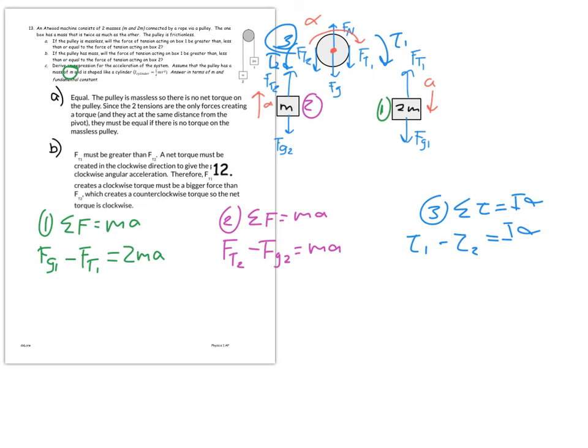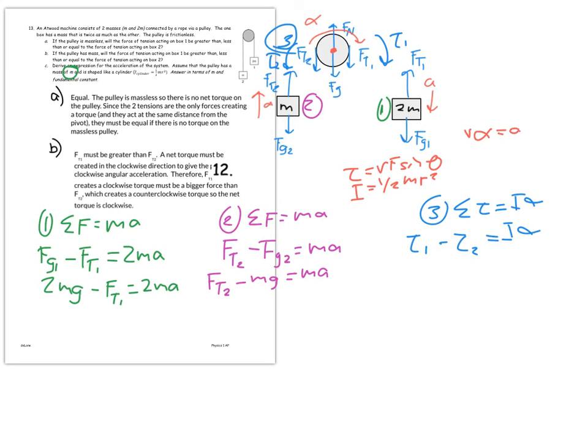We can make a few substitutions here. For Fg, I can plug in mg. So this is going to be 2mg minus Ft1 equals 2ma. This next equation is going to be Ft2 minus mg equals ma. And then we can plug in a lot of things into our torque equation. We're going to keep in mind that torque is R F sine theta, so that's the first thing I'm going to sub in. Our moment of inertia for a solid cylinder is 1/2 mr squared. That's the second thing. And we can link angular acceleration and acceleration by saying R alpha equals our linear acceleration.